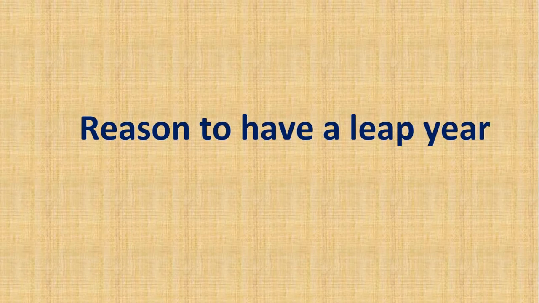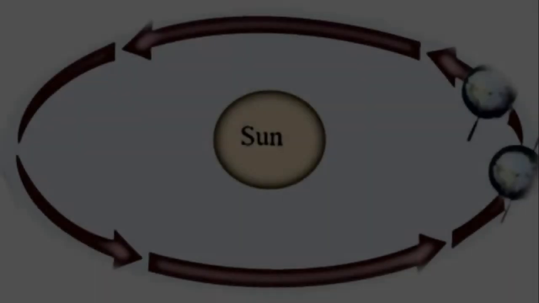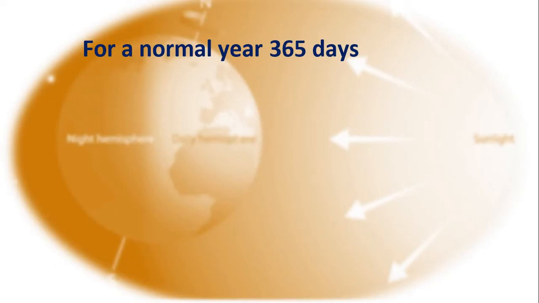First, we look at the reason for having a leap year. It is better to identify this diagram before moving to the content. Let's assume that this is the sun and this is our earth. You know that earth goes around the sun and it takes almost 365 days to complete a journey, and this route has the shape of an ellipse. As I said earlier, Earth takes around 365 days to go around the sun. It is considered a year. So normally we have 365 days per year.